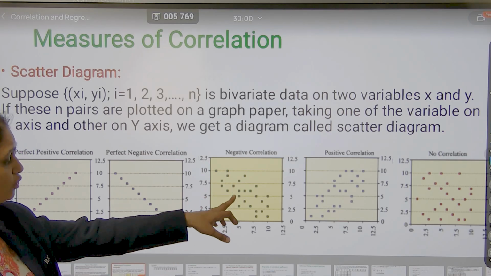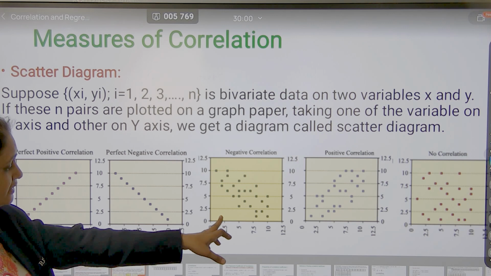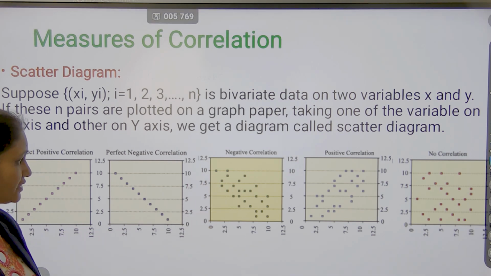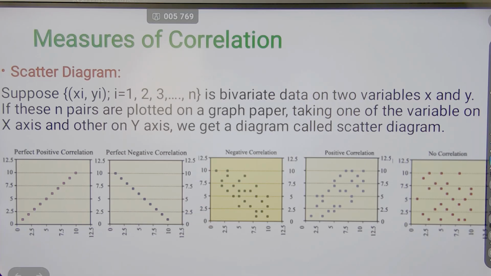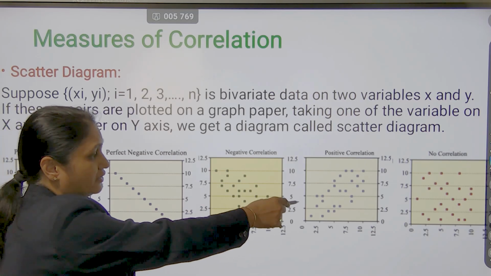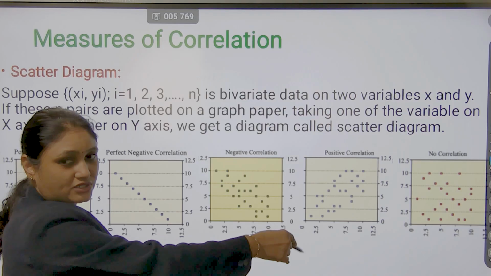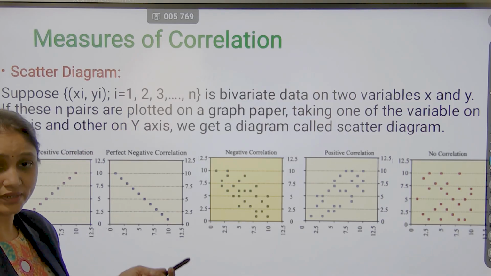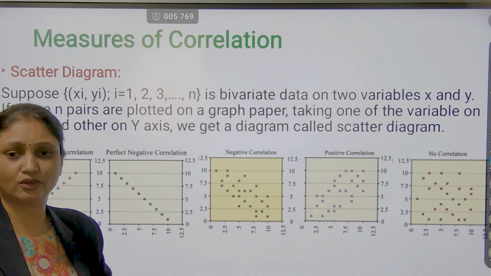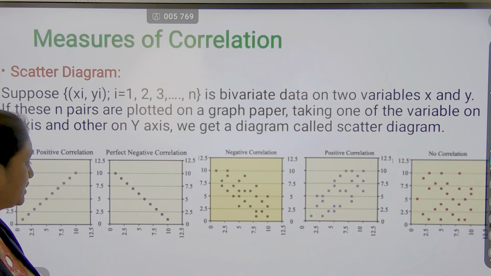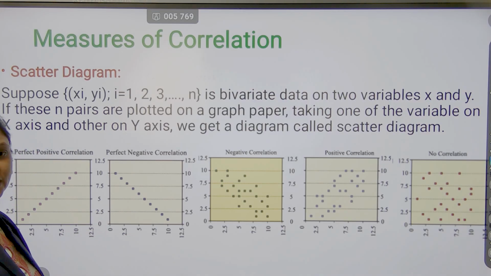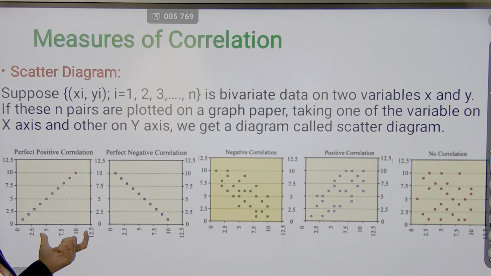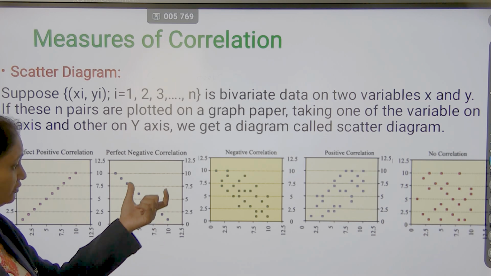Next one is negative correlation. Here again the value of one variable increases but the value of the other variable decreases. Then the fourth one is positive correlation. And the last one is no correlation. There is no relation between the value of one variable and the value of the other variable. These are plotted using the values of xi and yi. The xi values are taken on the x-axis and the yi values are taken on the y-axis.